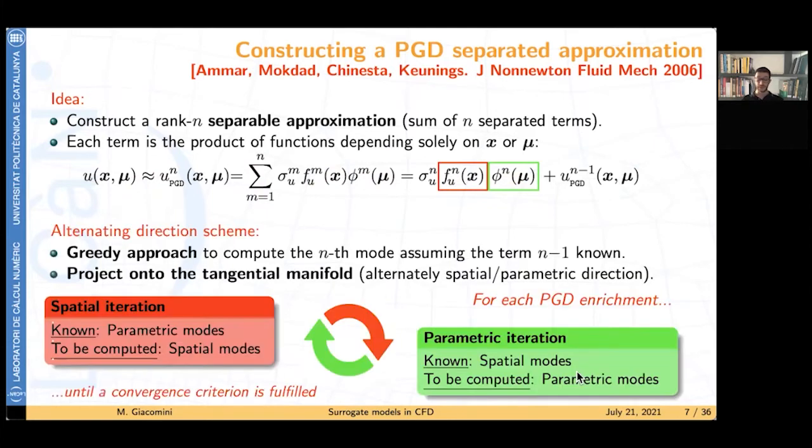So how do we compute this solution? We rely on an alternating direction scheme. So it's a greedy approach. We assume that the term n-1 is known in order to compute the term n. And specifically, we project onto the tangent manifold, alternately along the spatial or parametric direction. I don't want to enter into too many details, but basically we end up having this iterative method in which we have what we call a spatial iteration, in which we fix the parametric modes, which are the phi's, in order to compute the spatial modes, our f's in red over here. Then with the latest computed spatial modes, we fix them, and we compute the parametric modes during our parametric iteration. And we iterate until a given convergence criterion is fulfilled.